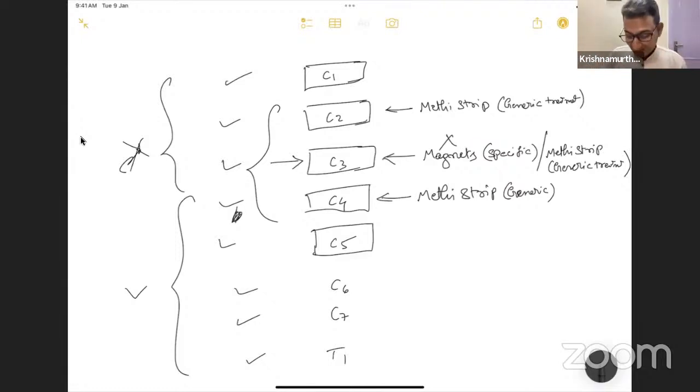Okay, sir, it is very, very clear. The concept is clear now. One clarification about the methi strip. Can I ask? Krishnamurti, if you don't mind, I'll just take 1 minute. Yes, sir. Just give me one moment.